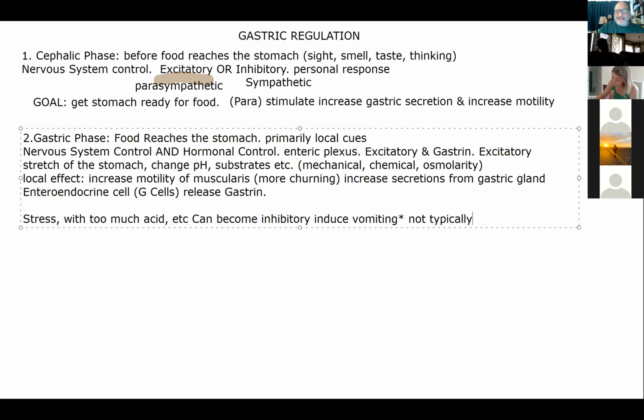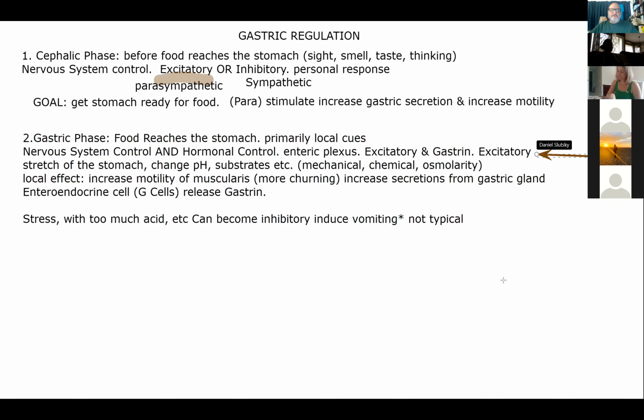But again, in extreme stress, this can, or if the food is soured in some way, spoiled in some way, in those types of really stressful situations, this can be inhibitory, and that can ultimately lead to the vomiting of the material as a result of that. So it can be inhibitory in extreme situations, but this one is primarily, right, excitatory in nature.